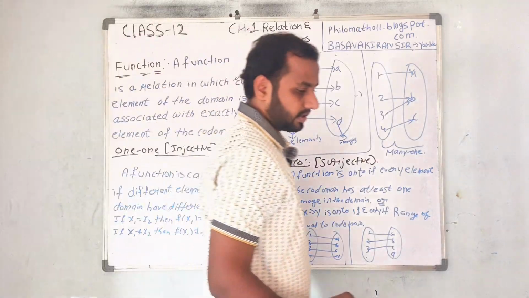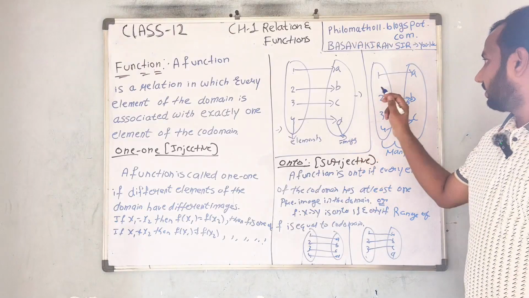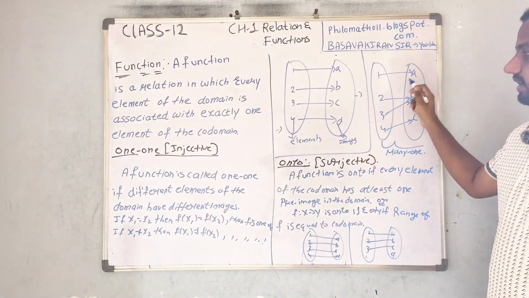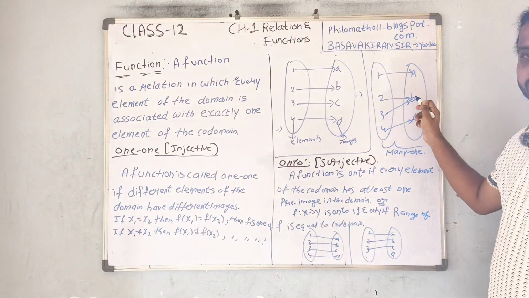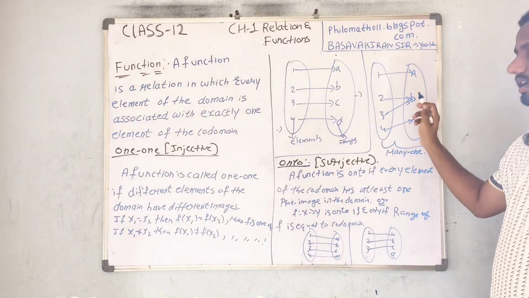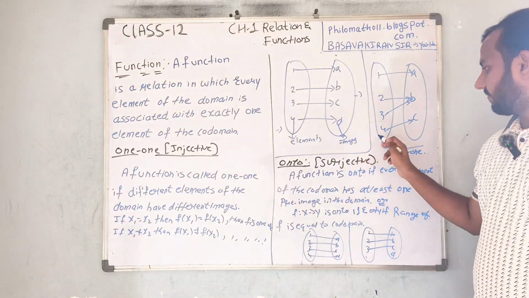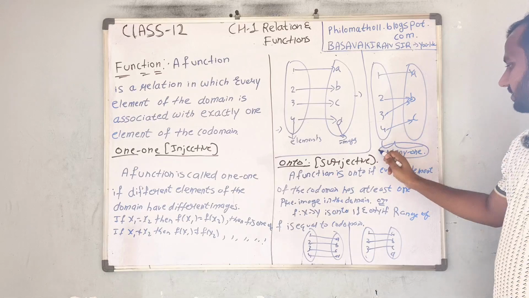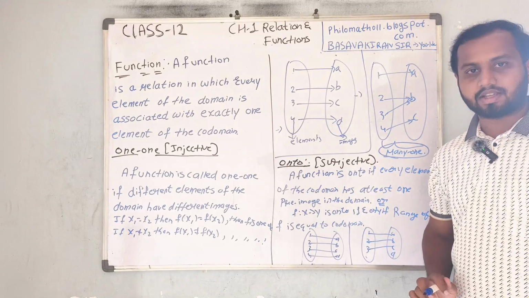Now one more example I will give you. 1 has an image, 2 also has an image, 3 also has an image, 4 also has an image, but here 2 and 3 have the same image. Then this type of function will be called a many-one function.